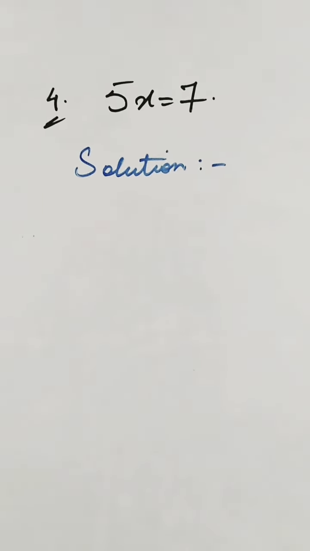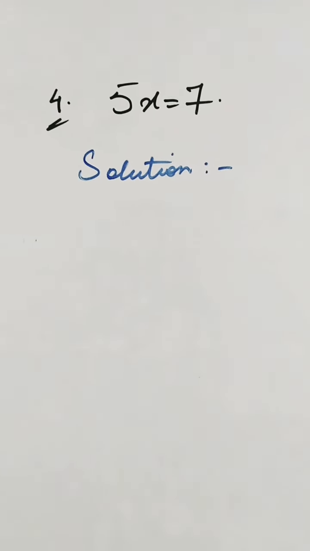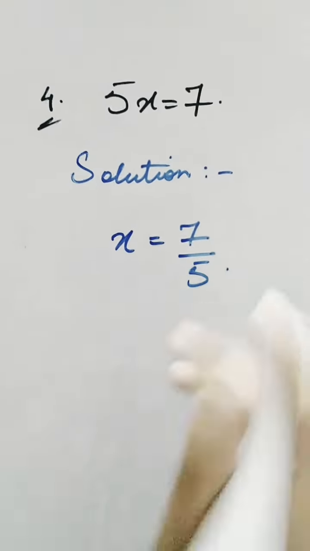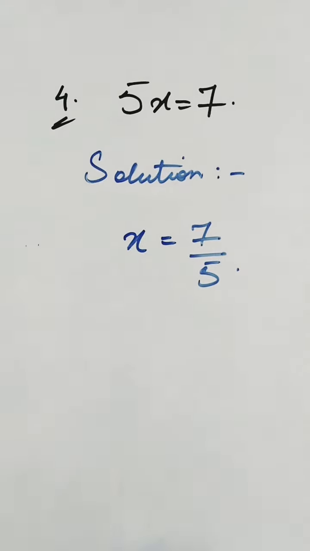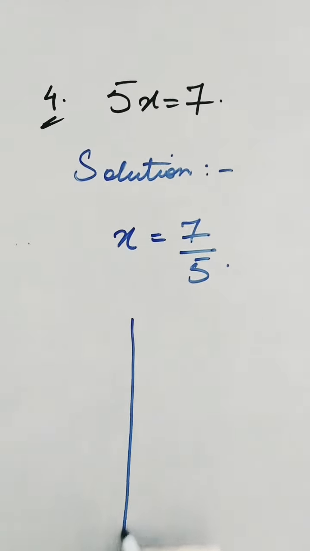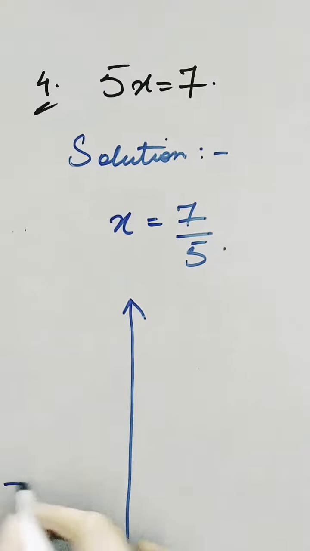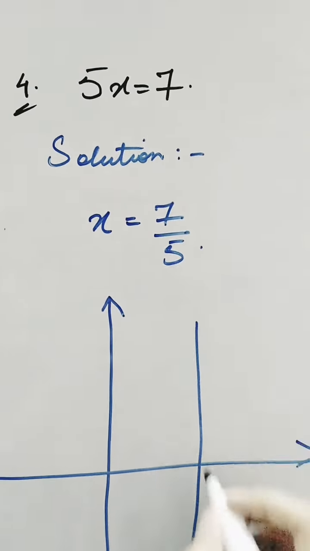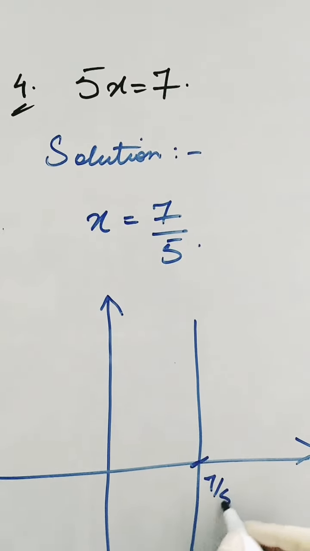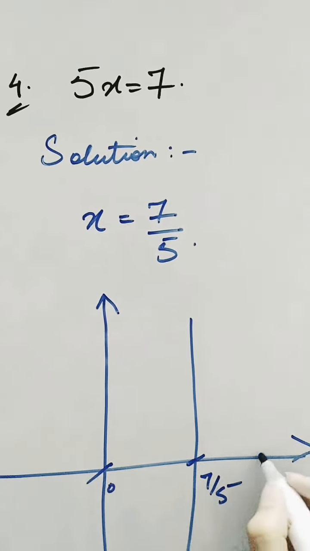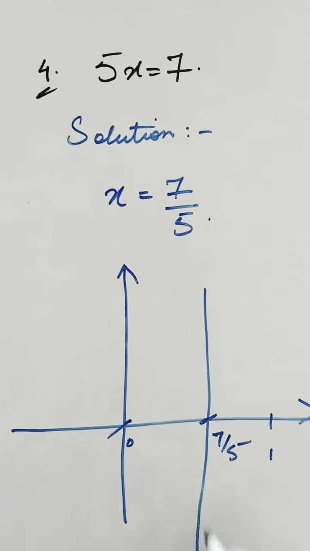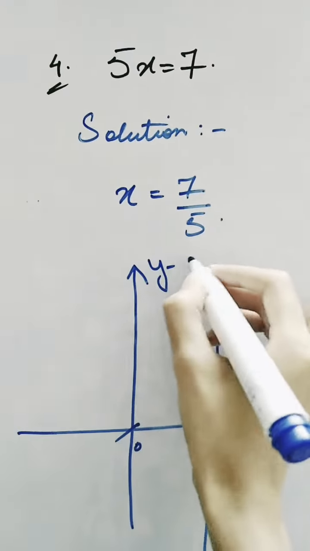Here we have another question in which the equation is given as 5x equals 7, or you can say x equals 7 over 5, which means for all the values of y, x is equal to 7 over 5. For example, this is a line which is parallel to the y-axis.